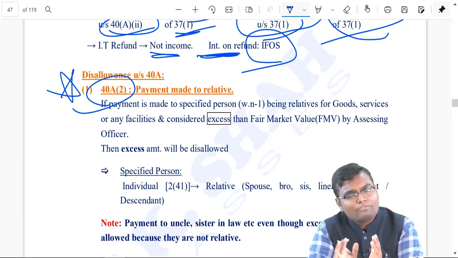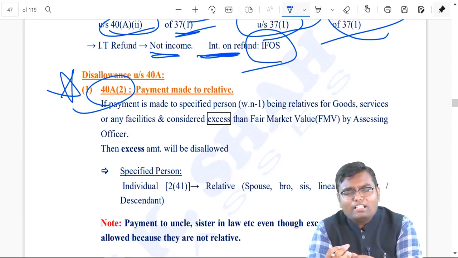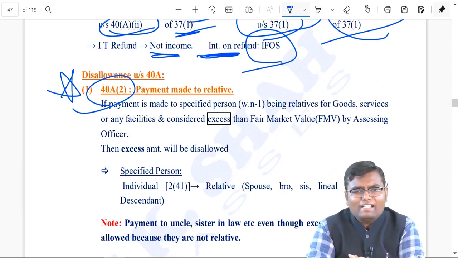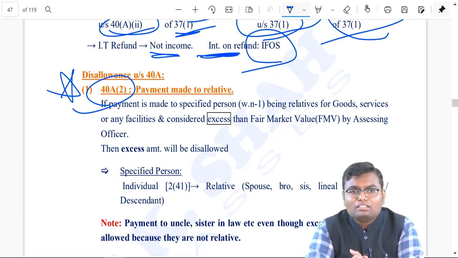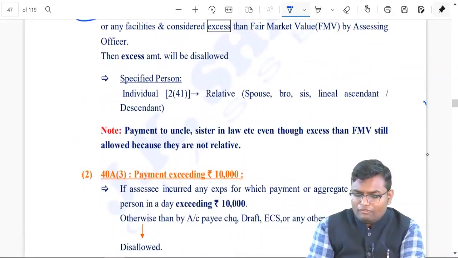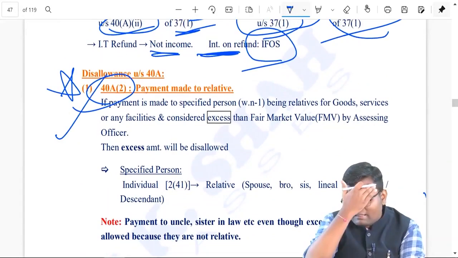For example, in my P&L, I have paid commission to my brother 20,000, and as per the market rate, I should have paid only 15,000. How much extra deduction have I claimed? 5,000. That 5,000 will be disallowed under 40A subsection 2.